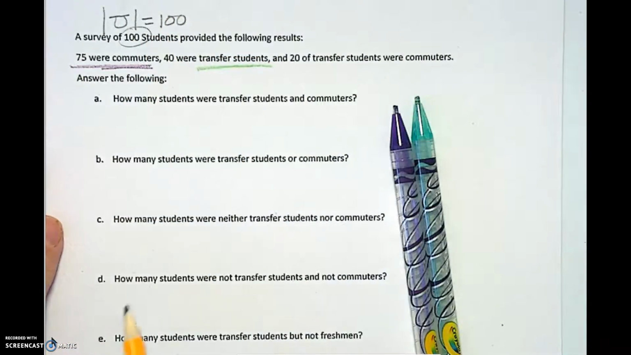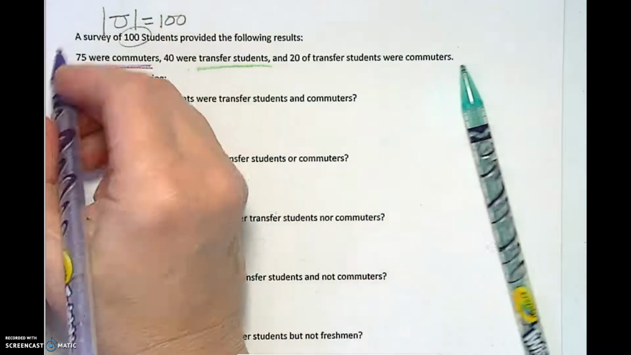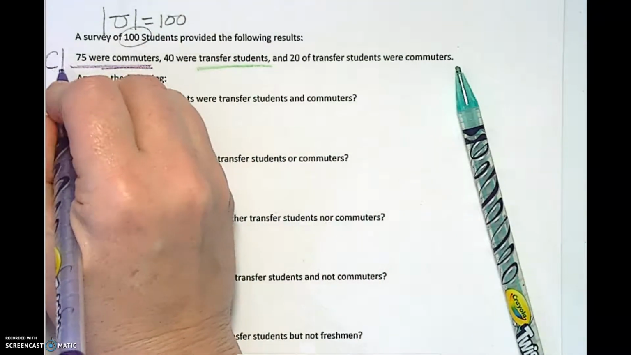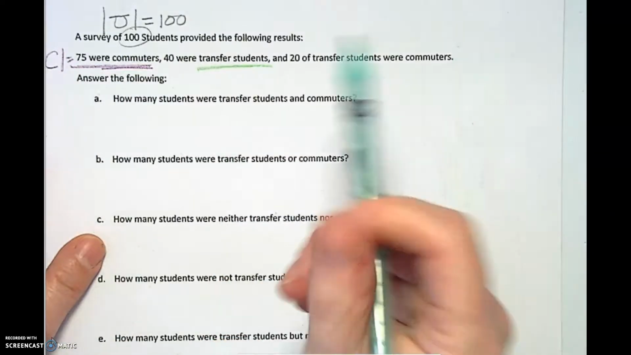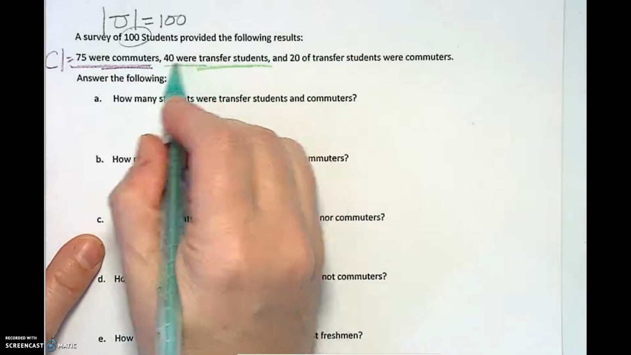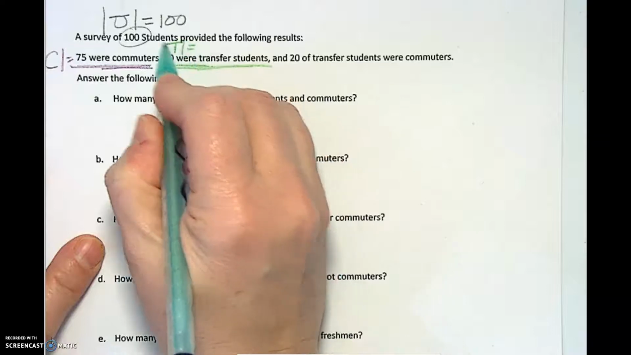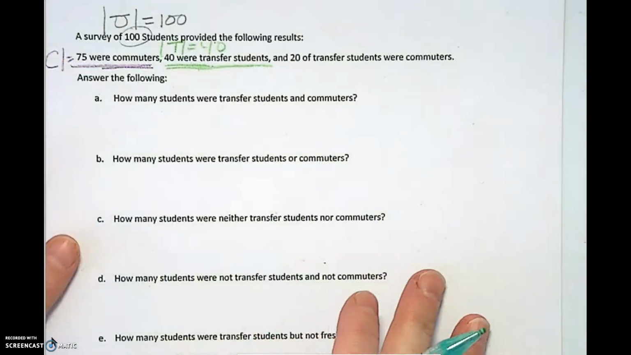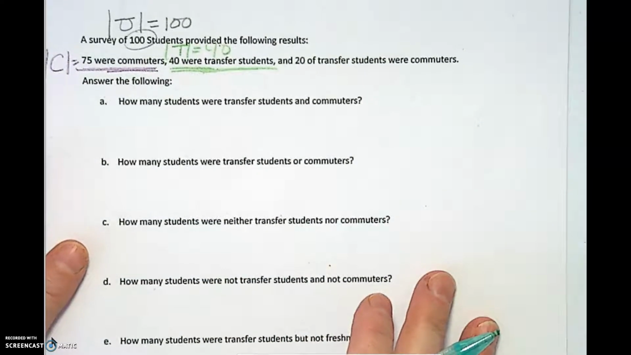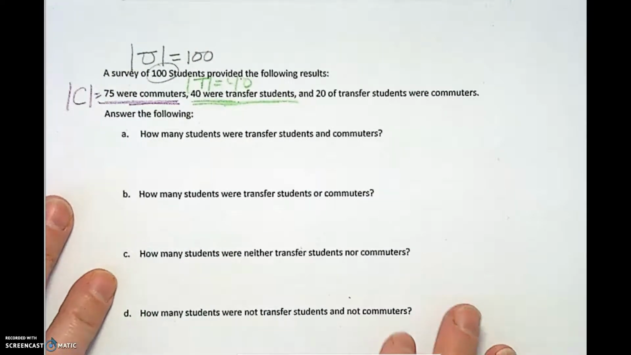And then the cardinality of the commuter set, I'm going to just call that C. Is that C okay to you? C, the cardinality of the set of commuters is 75, and the cardinality of the set of transfer students that I'm going to call T is 40. So we have all sorts of information, and anything where it's a survey problem with multiple sets in it kind of just screams Venn diagram to me, and hopefully it'll start screaming it to you.